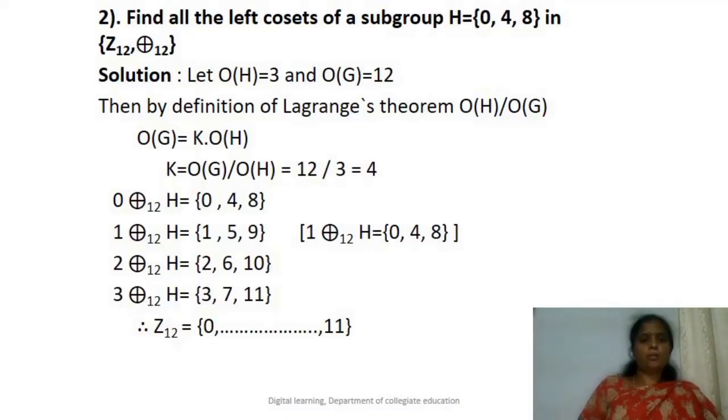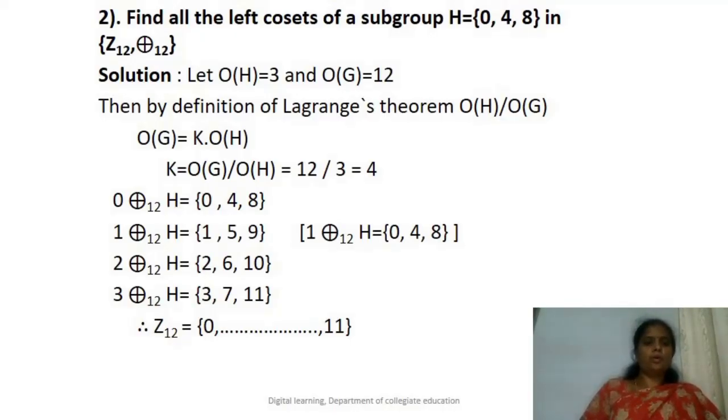So k is equal to order of G divided by order of H. Order of G is 12, order of H is 3. So 12 divided by 3 is 4. Then we have to find our left cosets. K equal to 4 means the number of cosets is 4. So let us go for the left cosets. It is in the form of a plus H. So 0 addition modulo 12 of H is equal to {0, 4, 8}. How are we getting this? So it is 0.